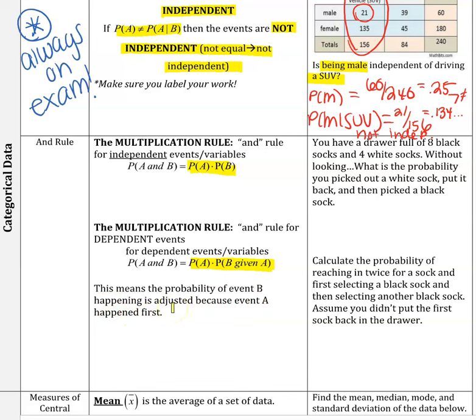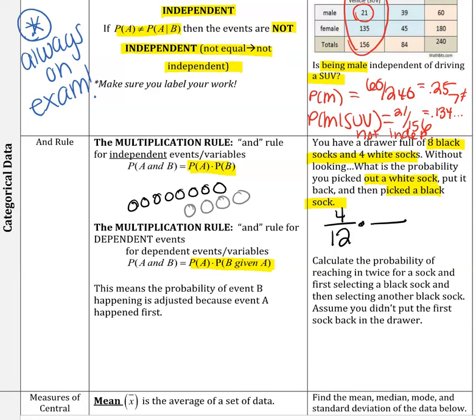So let's practice this. You have a drawer full of 8 black socks and 4 white socks. Without looking, what is the probability you pick out a white sock, put it back, and then pick out a black sock? So first of all, I think it might be nice even just to draw a visual here. You have 8 black socks. So 1, 2, 3, 4, 5, 6, 7, 8. And then you have 4 white socks. So I will do green for white. Okay. You have 12 total socks then. So that first selection of getting a white sock would be 4 out of your total of 12.